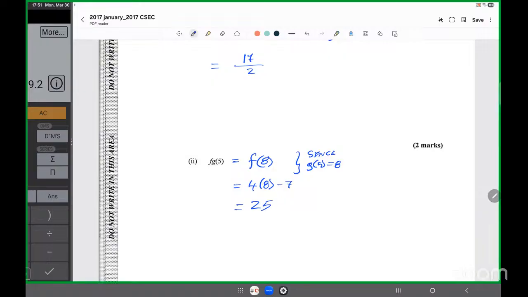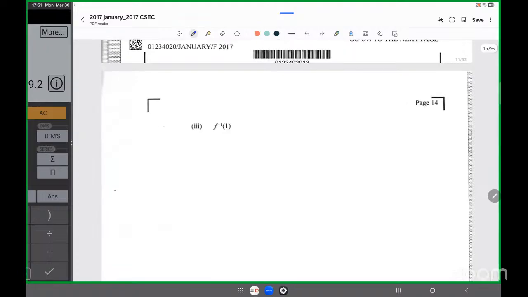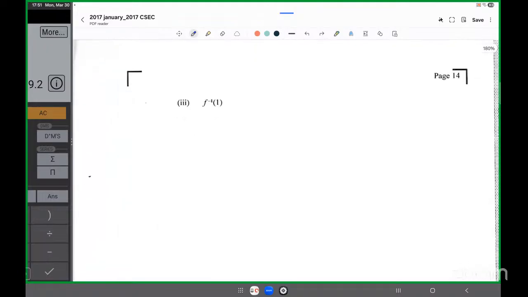And that's how we can replace the g of 5 with the 8, right? Understand that? Good? All right, next question: f to the minus 1 of 1. We can find f to the minus 1 of x first, and then put a 1 in it. I think most people will do it that way. So for this one, I'm going to find f to the minus 1 of x first.